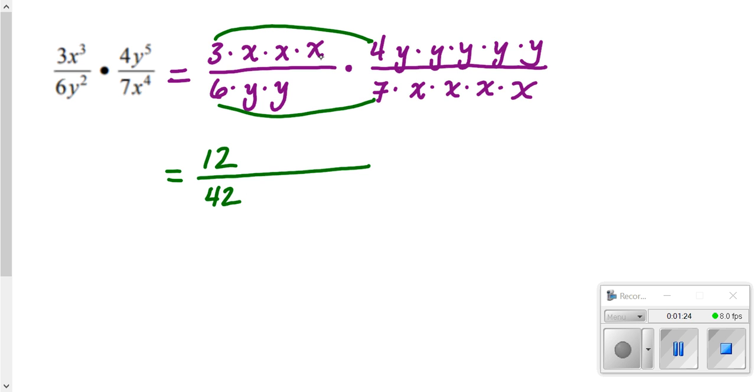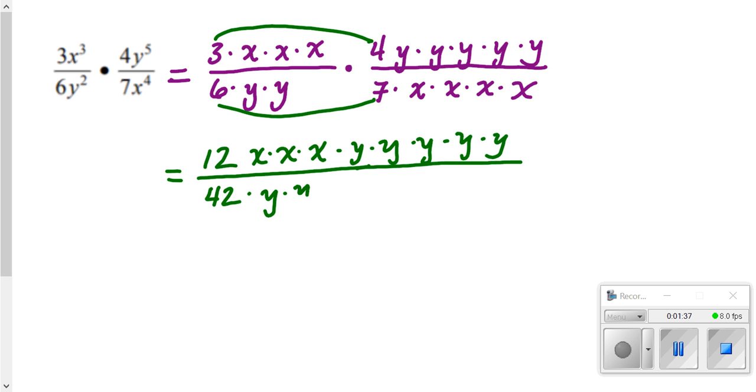Okay, I have all of these x's, which I'm still going to continue to write out just because, like I said, I'm trying to explain where my answer comes from. If I were doing this question, I would not be writing so much, but this is an explanatory video. Okay, so I smushed together the numerical pieces, but I still have all my variables. I have 3 x's on the top, 5 y's on the top, 2 y's on the bottom, 4 x's on the bottom.